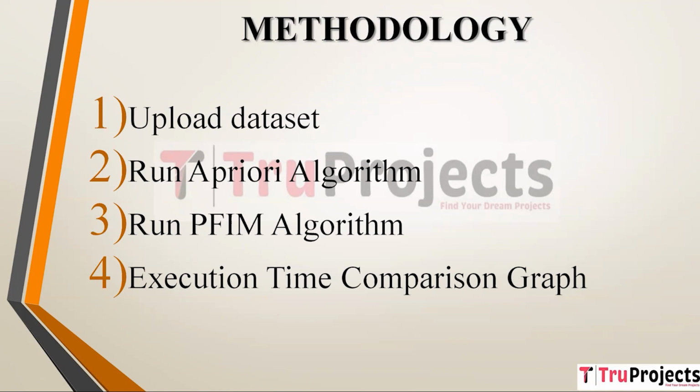Second module is Apriori algorithm. The Apriori is a classical algorithm used for frequent item set mining. It's designed to find sets of items that frequently appear together in transactions. The algorithm works by iteratively generating candidate item sets of increasing length and then scanning the dataset to determine the support of these candidates. Item sets that meet the minimum support threshold are considered frequent. The process continues until no more frequent item sets can be found.